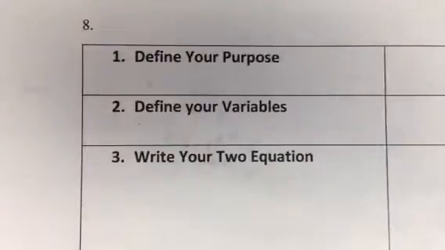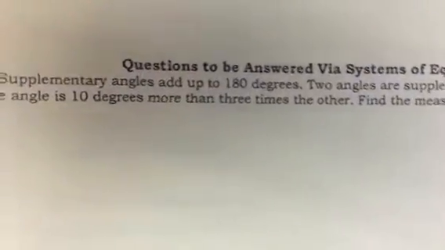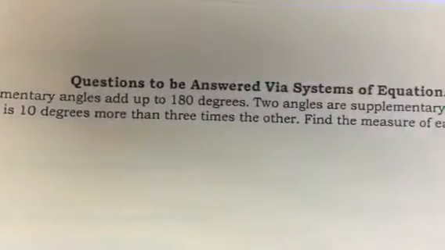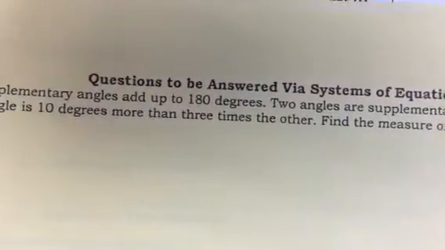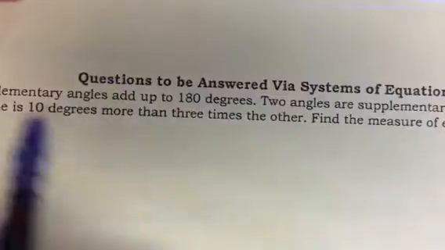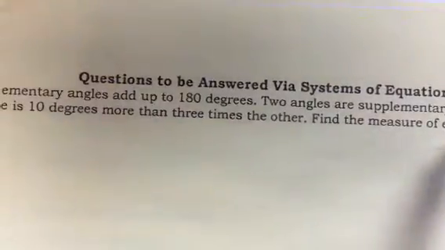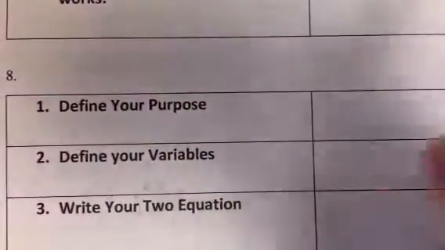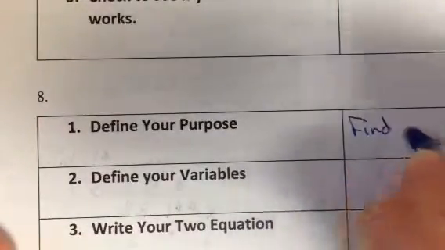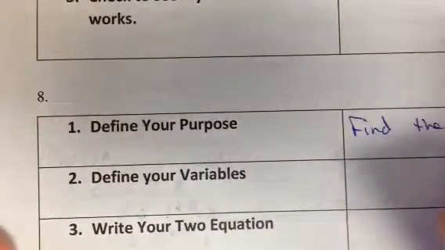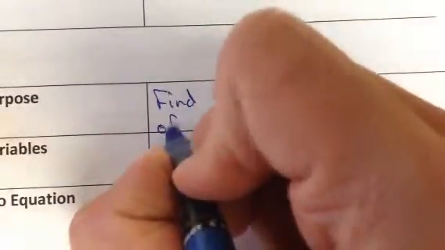So let's jump to number 8. All right, so supplementary angles add up to 180 degrees, and 2 angles are supplementary. The measure of one angle is 10 degrees more than 3 times the other. That's going to be our doozy of the equation to write. So we're going to find the measure of each angle. So what's our goal? This is number 8. We want to find the measure of 2 angles.